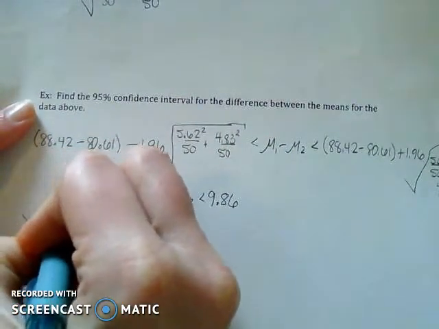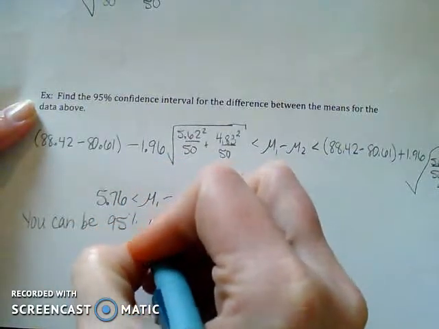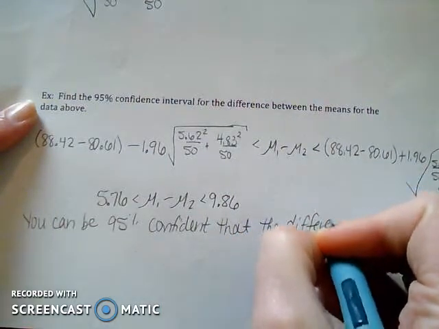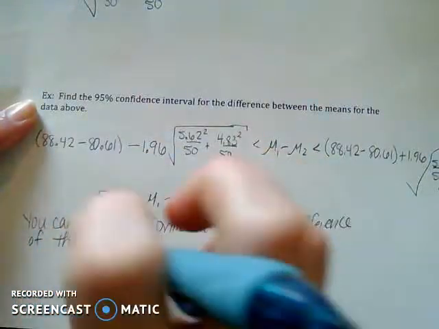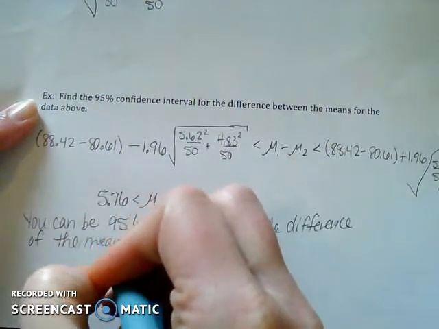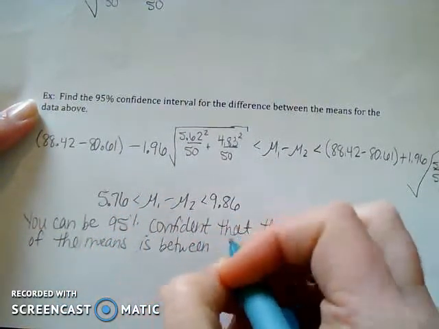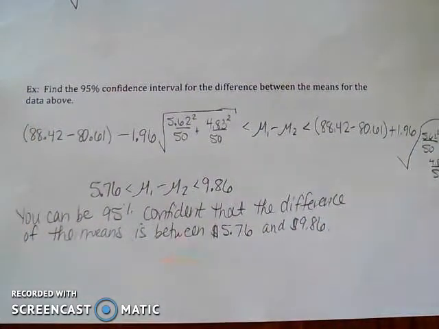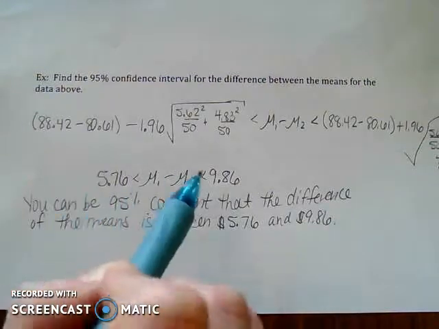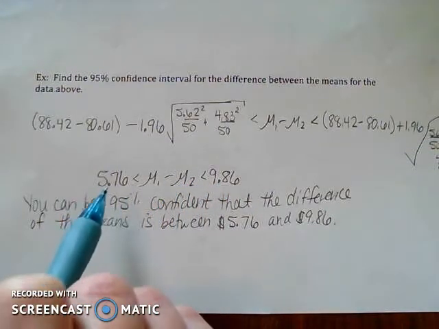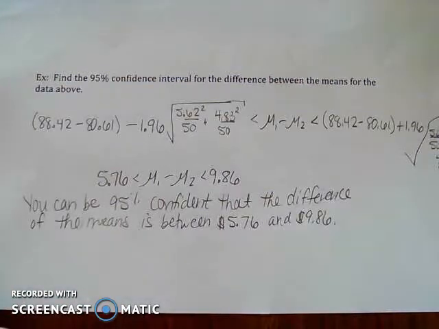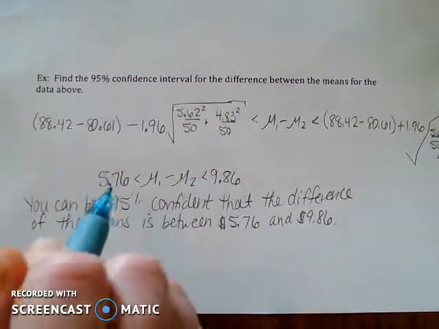So that means you can be 95% confident that the difference of the means is between, this one, since it's money, you can just leave it, 576 and 986. Okay, so again, you're not doing the mean. Obviously, the mean of the hotel room is not $5.76 or $9.86. What that's saying is if you could get the price of every single hotel room in New Orleans and every single hotel room in Phoenix, find the mean of all of those and subtract them. That number should be between those two numbers.